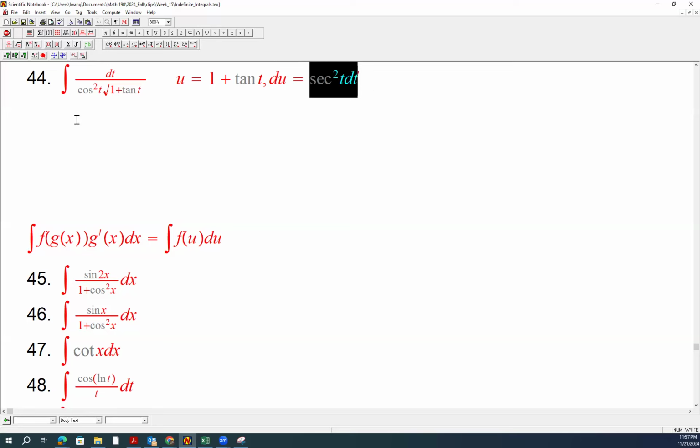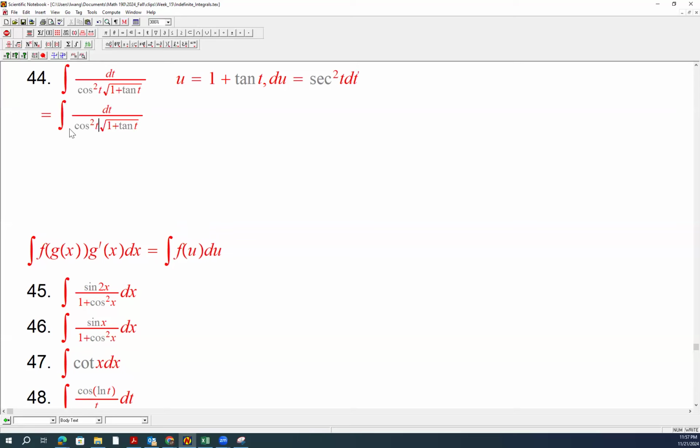But secant squared. But wait a second. Cosine is 1 over secant, so cosine and secant are reciprocal to each other. On this step, the piece which is under is actually secant squared t. You can put it on the top. So this will be u times secant squared t dt, that's du. Isn't that nice?